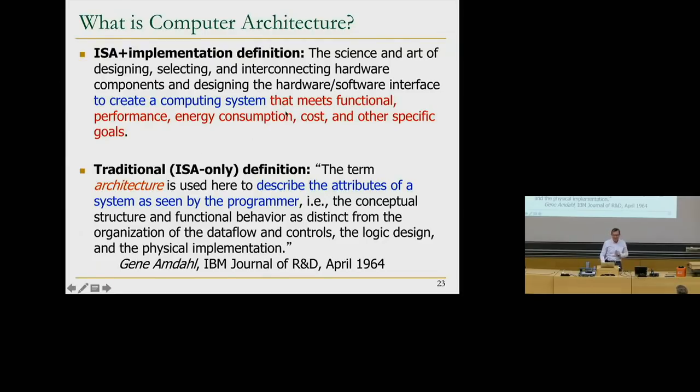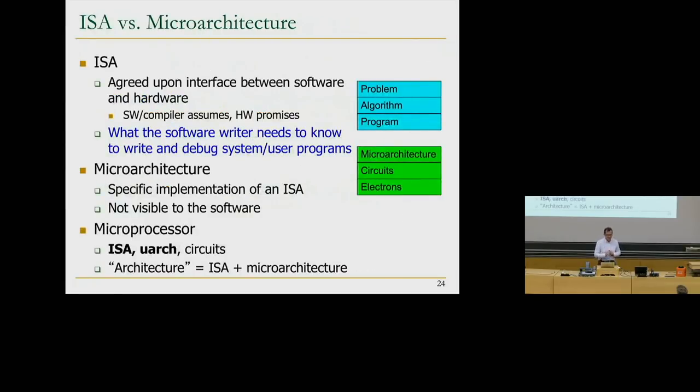Sometimes we talk about computer architecture as encompassing all of it. Okay, you can read this. I don't want to go through reading this. So basically, ISA is the agreed upon interface between software and hardware. Microarchitecture is a specific implementation of an ISA, not visible to the software. When we talk about a microprocessor, it usually contains the ISA, microarchitecture, and the circuits. And when you hear architecture, it's usually instruction set architecture plus microarchitecture.